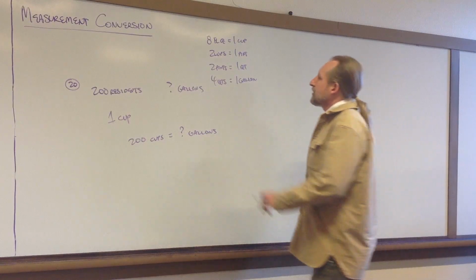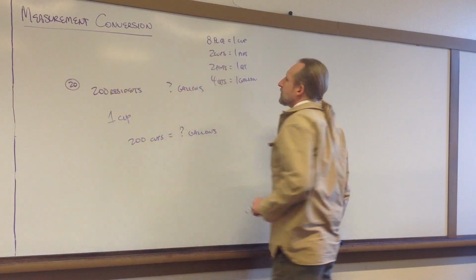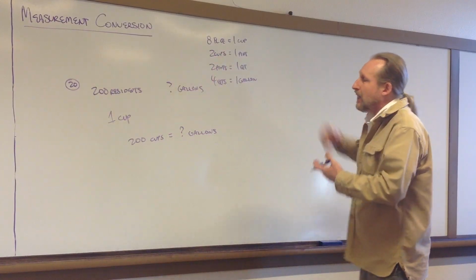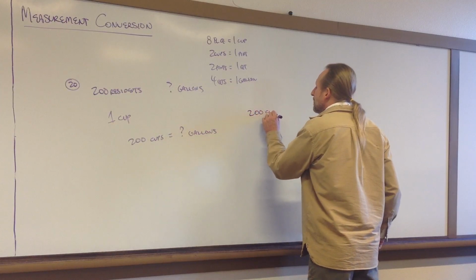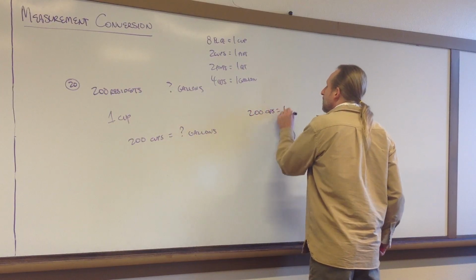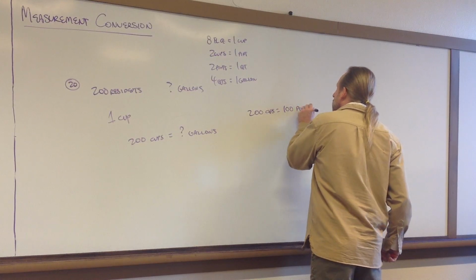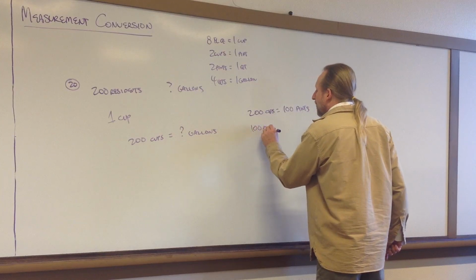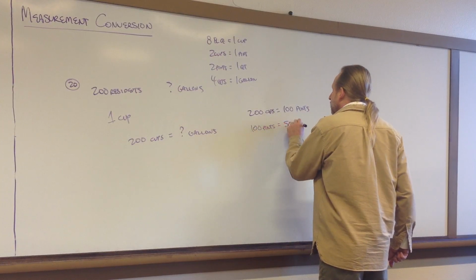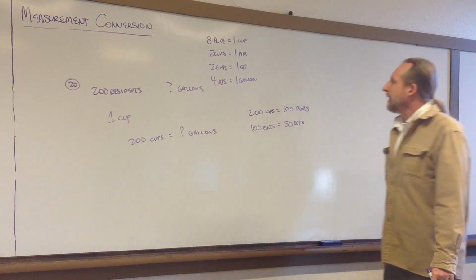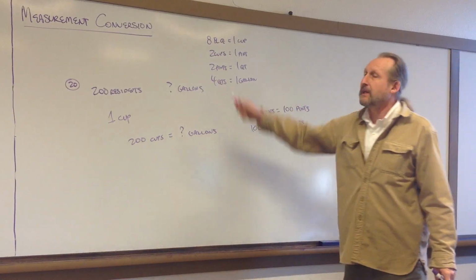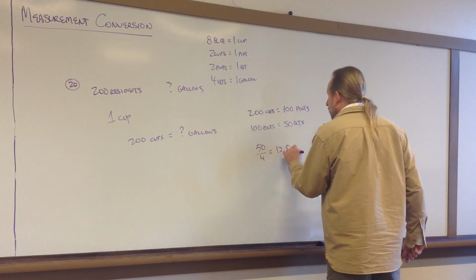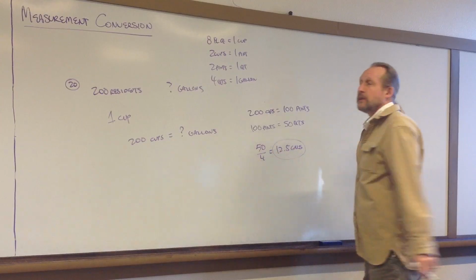So let's go ahead, let's change our cups into pints. Alright? We know that there's 2 cups in every pint. It takes 2 cups to make a pint, so that means 200 cups is going to be 100 pints. Right? And then 2 pints in a quart. So those 100 pints are going to be 50 quarts. And then again, 4 quarts to make a gallon. So 50 divided by 4, 12.5 gallons is what we'll need.